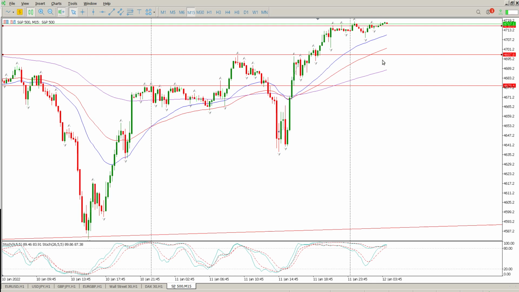Nothing really else to add to it. Wait for the pullbacks, looking for 4700, basically 4697. If we can hold that today, then 4800 is definitely the next stop this week or early next week. That's kind of the view that I have at the moment.